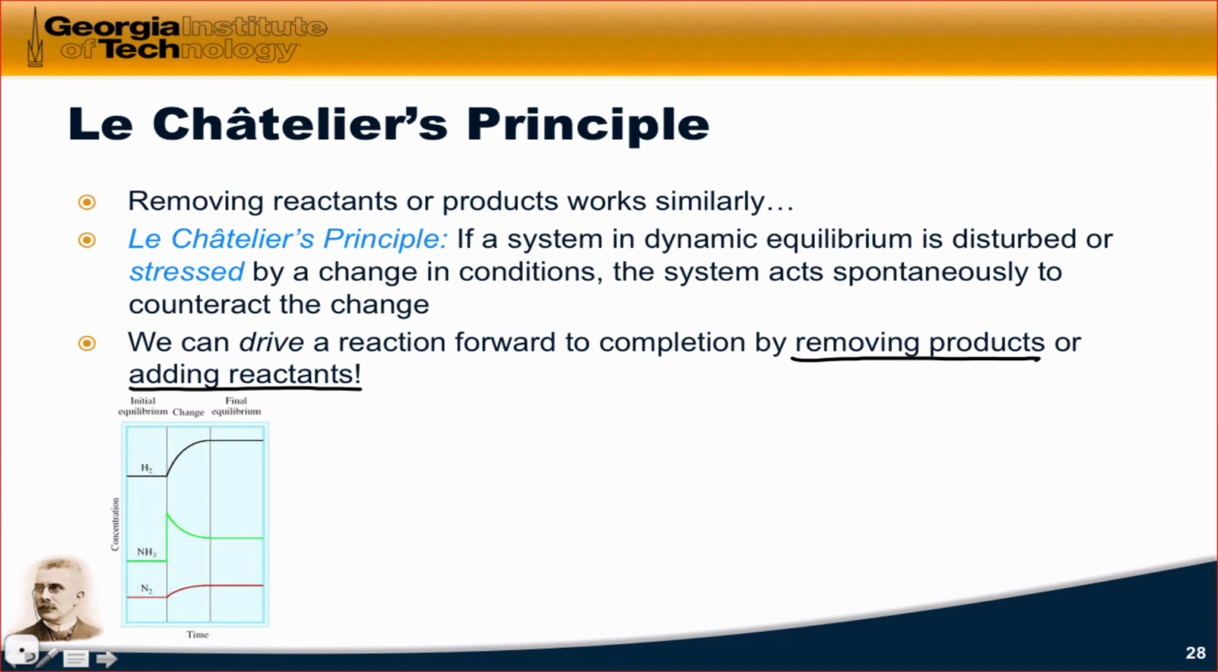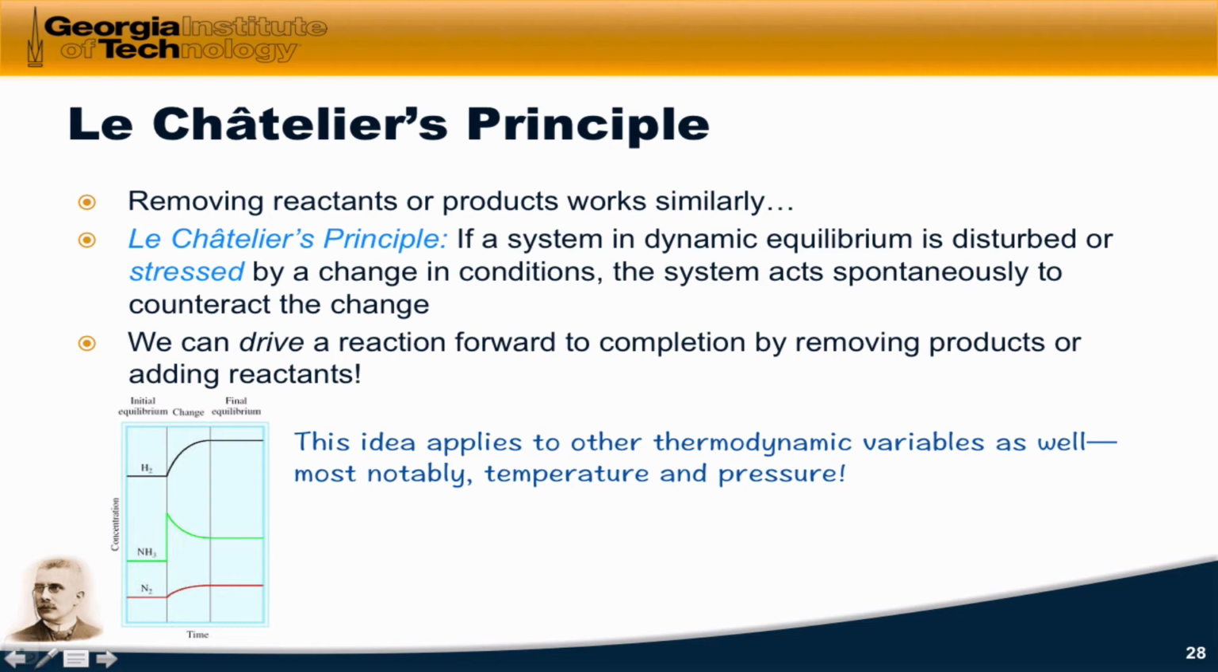In either case, what we're doing is knocking the system from equilibrium into a non-equilibrium state such that Q is less than K. And in fact, that's what both of these have in common, removing products or adding reactants. In either case, we're making Q less than K, such that the reaction will go forward in a macroscopic sense. That's the beauty of Le Châtelier's principle. We can drive a reaction in the direction we want it to go in spite of nature's preference, in spite of equilibrium. This idea doesn't just apply to reactant and product concentrations. It applies to other thermodynamic variables as well, most notably temperature and pressure.